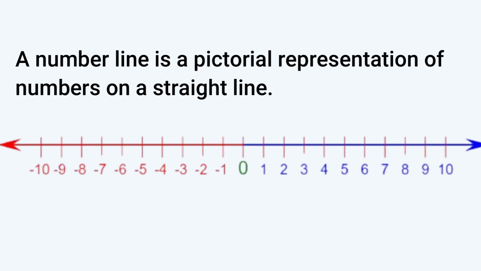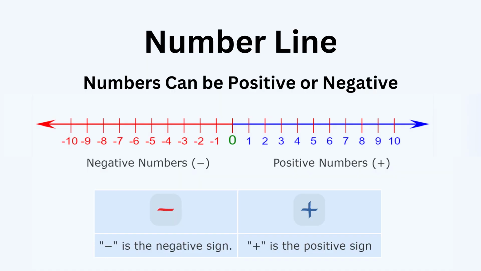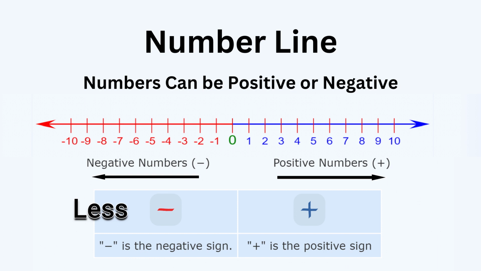If you look at it closely, you see that the numbers are of two different kinds. You have the negative numbers and then you have the positive numbers. A number on the left is less than a number on the right. Copy that. A number on the left is always lesser than the number on the right. A number on the right is greater than a number on the left side.